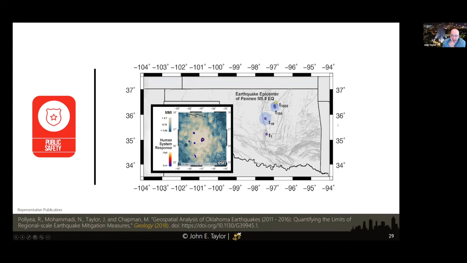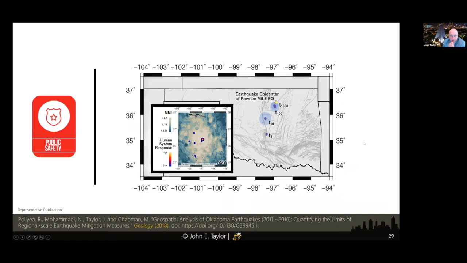Again, using geotag social media, we're interested in the human system response to earthquakes. And these T1, T10, T100, T1000 is the center of gravity of the postings about the earthquake in the moments following the earthquake, one being 1 minute, 10 being 10 minutes, and so on. So interestingly, the center of these is pretty far from the earthquake itself. The earthquake was in Pawnee, Oklahoma, and this area is actually Oklahoma City. And the social media postings that occurred would have been before people would have been able to feel the earthquake.